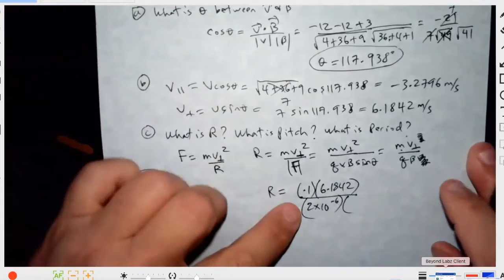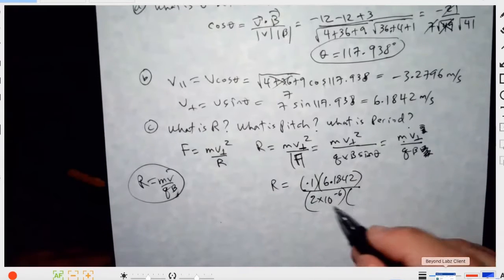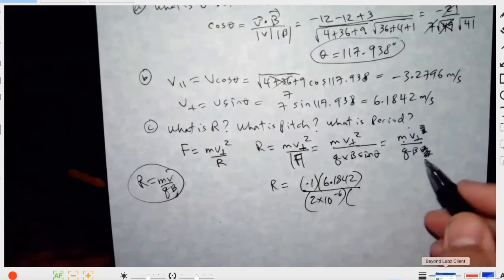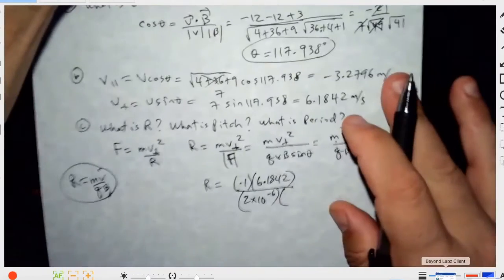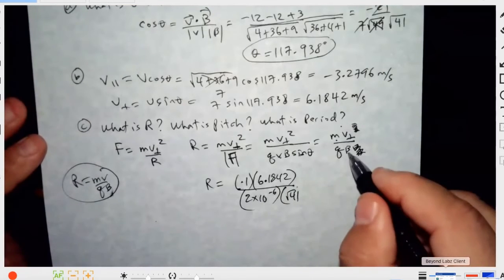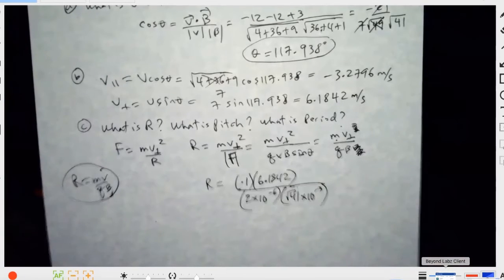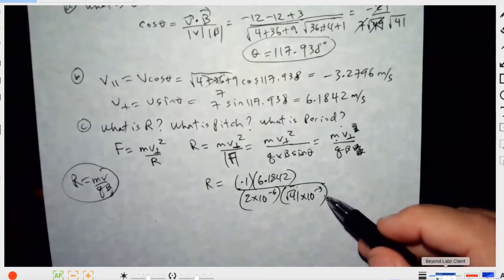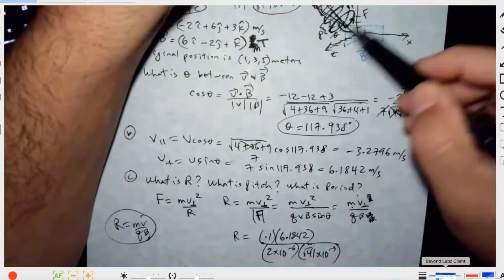Okay, so now we have 0.1, 6.184, charges 2 times 10 to the minus 6, and then B is the square root of 41, and then the millitesla, so that'll be 10 to the minus 3. Oh, wow, the radius is huge. Everything I had about this problem lends to a huge radius, a very, very large radius.